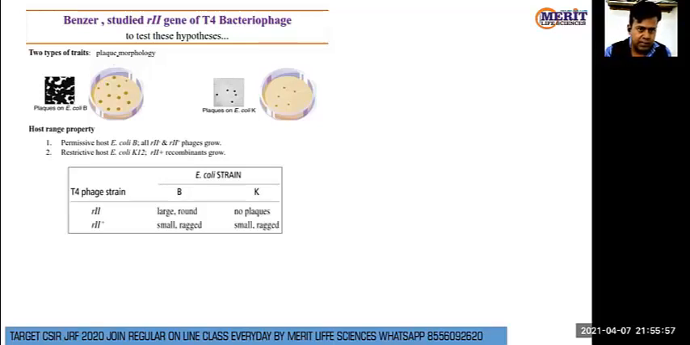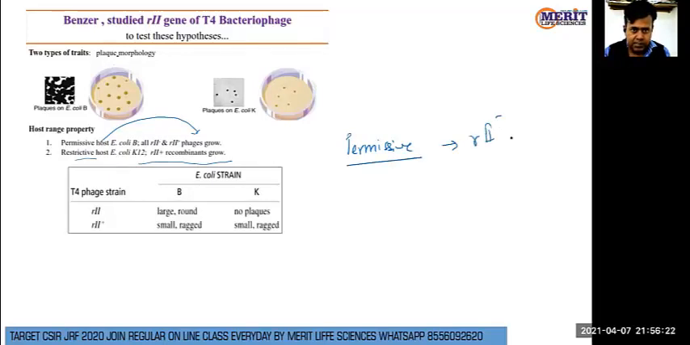So now you can analyze what the permissive host is. Permissive host means phage will grow. A restrictive host means recombinants will grow. Getting my points? What is the permissive? This can be asked in exams. What is the difference between permissive and non-permissive? So permissive is rII minus and rII plus phages, and they can grow. Right? Non-permissive, or recombinant.